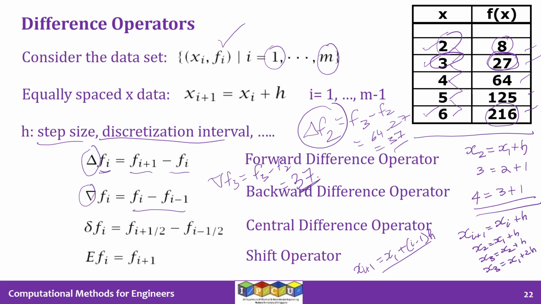So there is some relationship between the forward difference operator and the backward difference operator. But we also note the difference that the forward difference operator is applied on f2 to get 37, while the backward difference operator is applied to f3 to get 37.